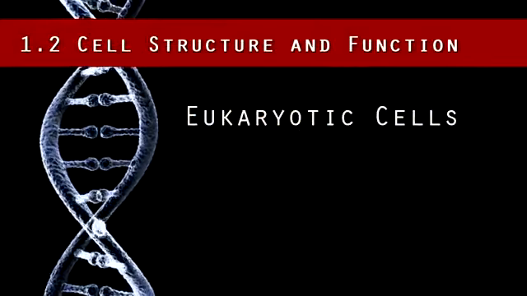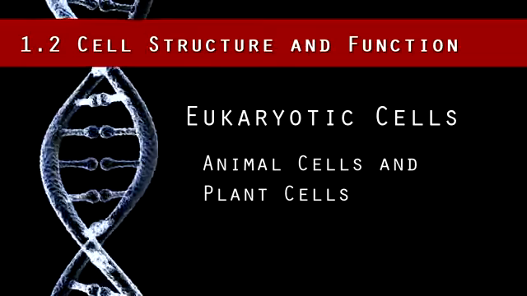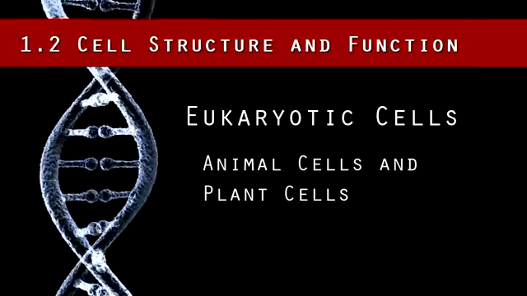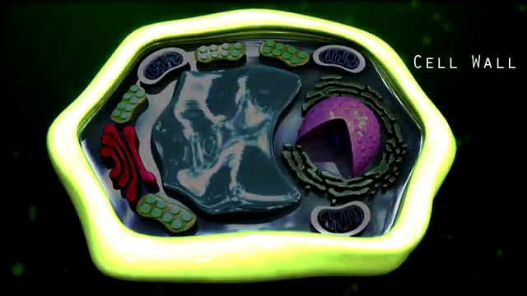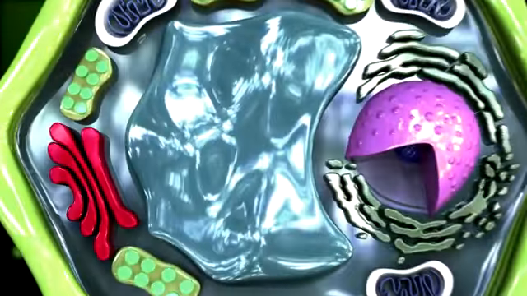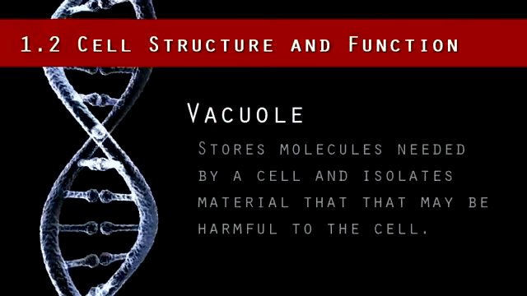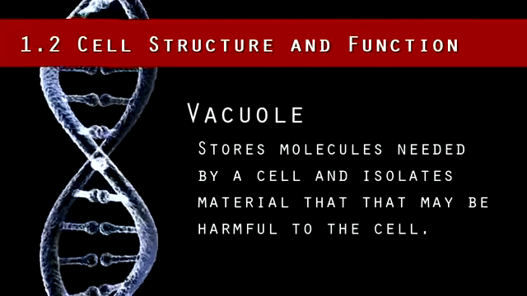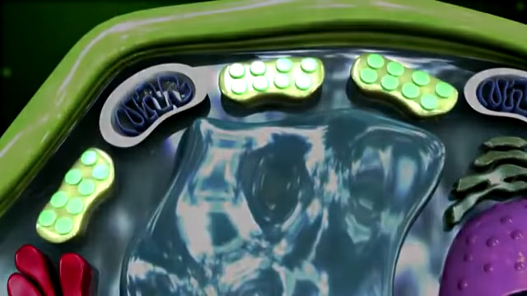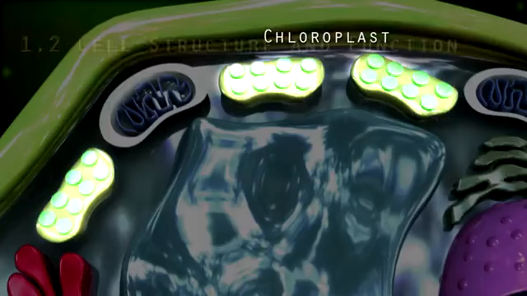There are actually two types of eukaryotic cells, animal cells and plant cells. Both types of cells are very similar, but there are three distinct differences. First, plant cells have a cell wall surrounding the plasma cell membrane. Animal cells just have a cell membrane. Secondly, there is often just one large central vacuole found in plant cells, whereas animal cells have a few small ones. The vacuole stores molecules needed by a cell and also isolates material that may be harmful to the cell. The final difference is plant cells have an additional organelle called a chloroplast. The chloroplast is the site of photosynthesis in a plant cell.